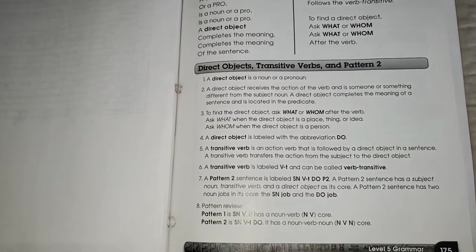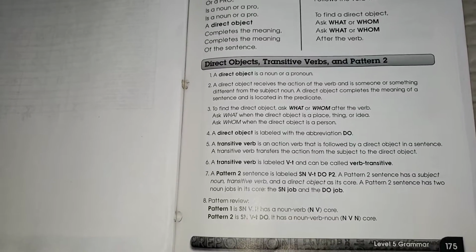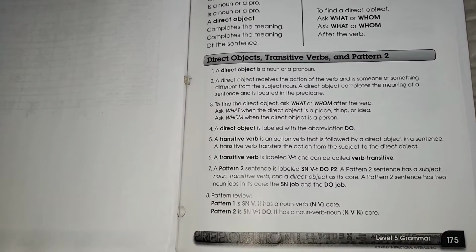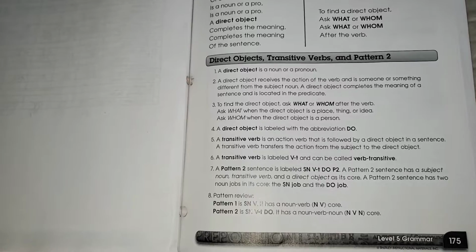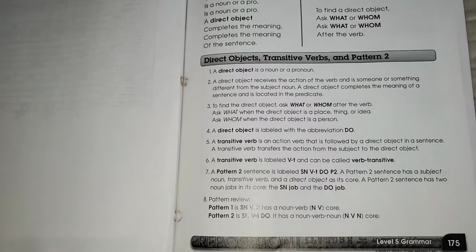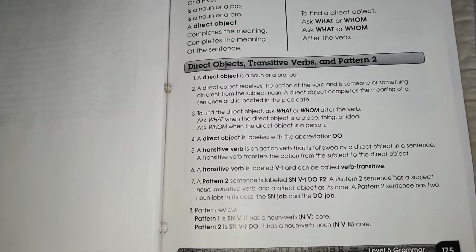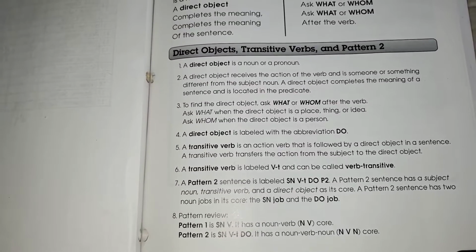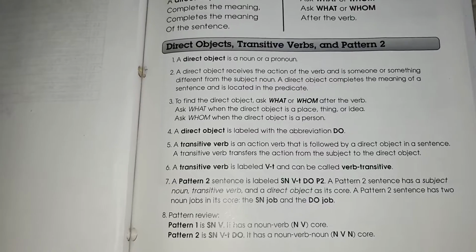To find a direct object, ask what or whom after the verb. Ask what when the direct object is a place, thing, or idea. Ask whom when the direct object is a person. Number 4, a direct object is labeled with the abbreviation DO.